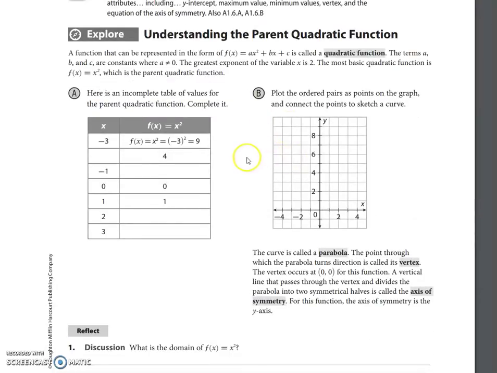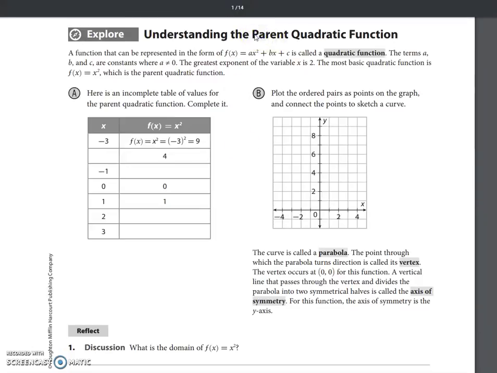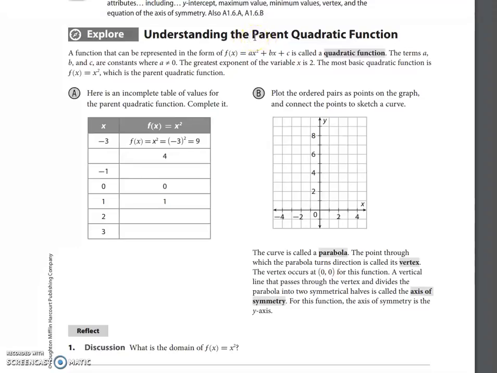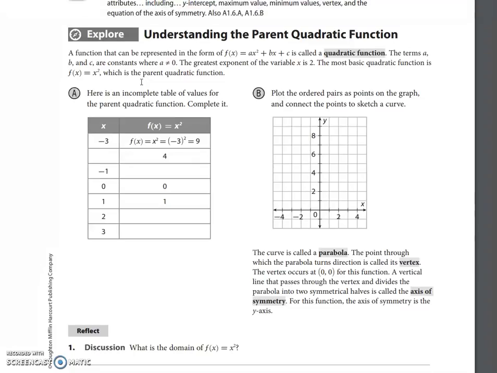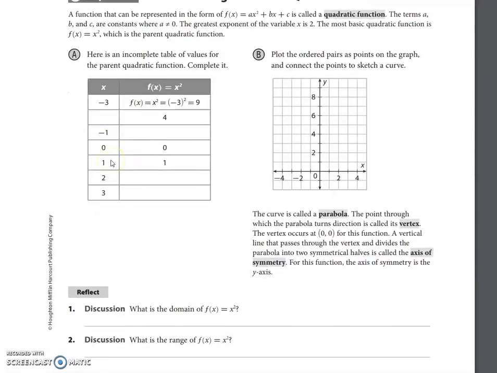All right, so the first thing they want us to do is just look at the parent function for the group of quadratic functions, okay? A parent function is just the simplest form for that type of function. In this case, the most basic quadratic function, as you can read right here, is f of x or y equals x squared. That's the parent function, and we can transform that function to get any other type of parabola.